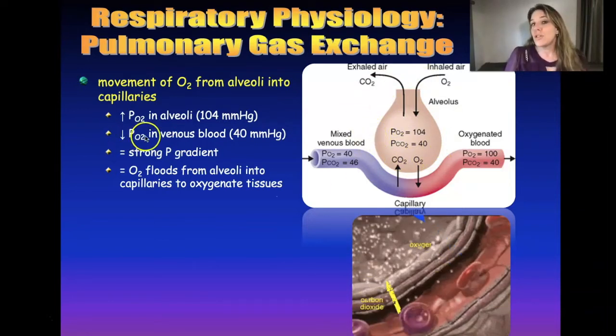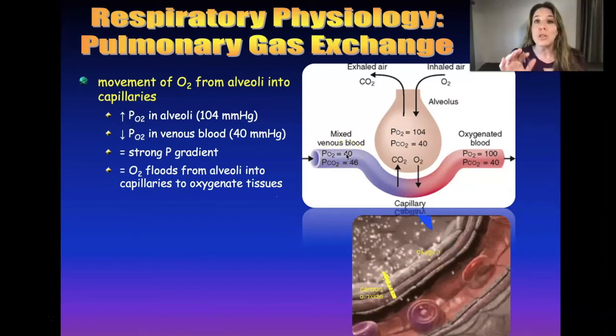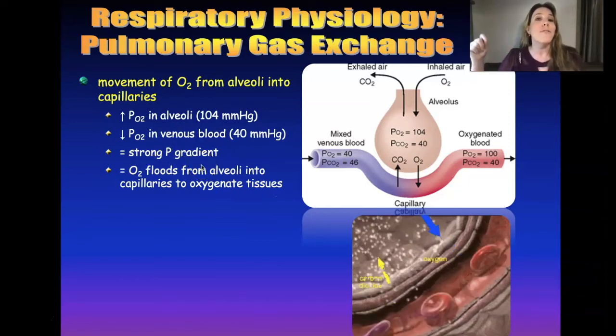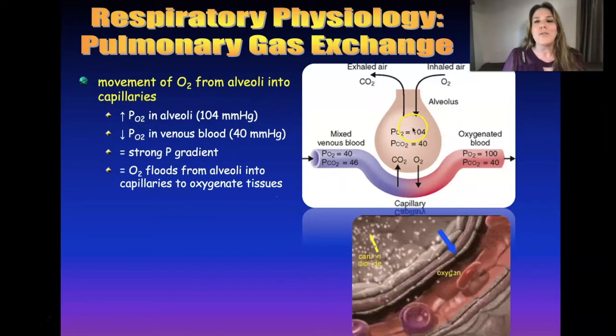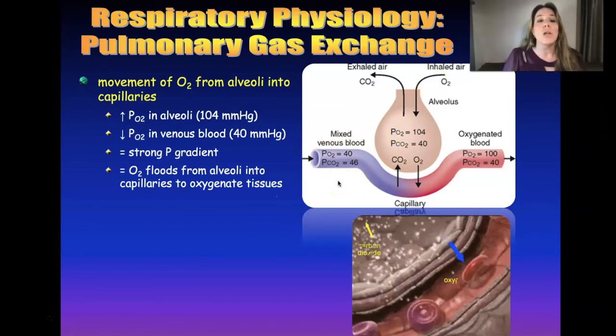Whereas the pressure of oxygen in the venous blood is only 40 millimeters of mercury. So that's a huge difference. 104 in the alveolus, 40 in the venous blood. And that's a strong pressure gradient, and that's going to allow that oxygen to flood into the venous blood there, because it wants to go from an area of high pressure to an area of low pressure, right? It's a large pressure gradient. And so it's going to flood from 104 in the alveolus. It's going to go into the blood where it was only 40 before, and it's going to keep doing that until those pressures equalize.